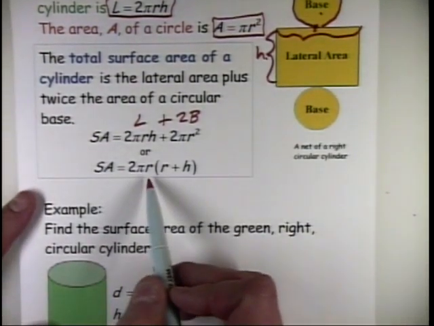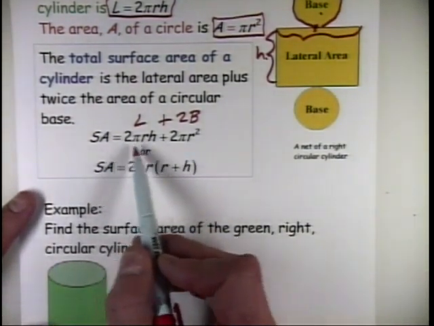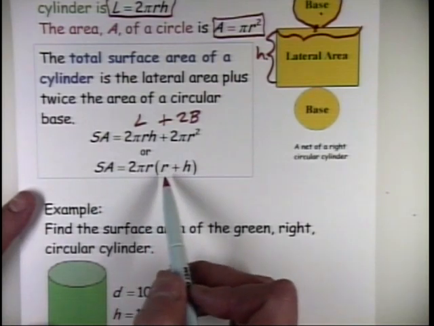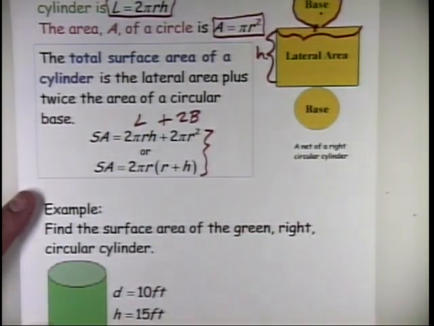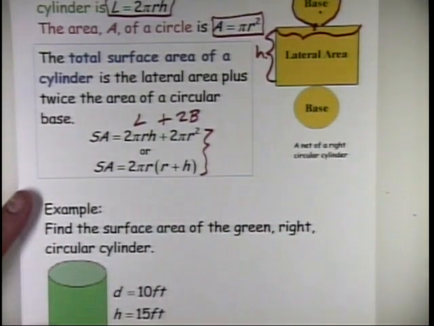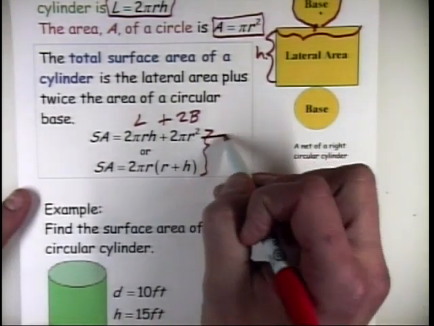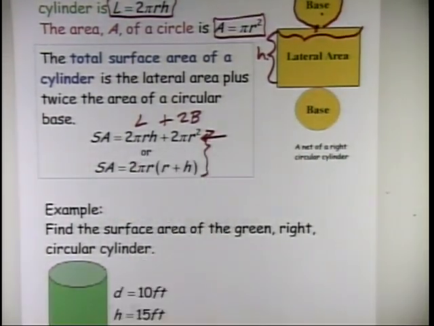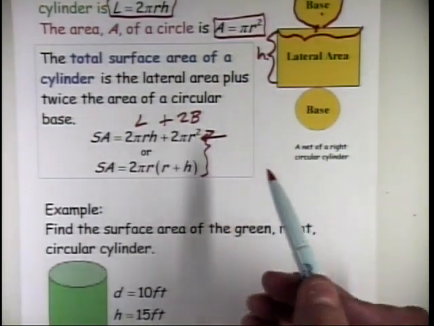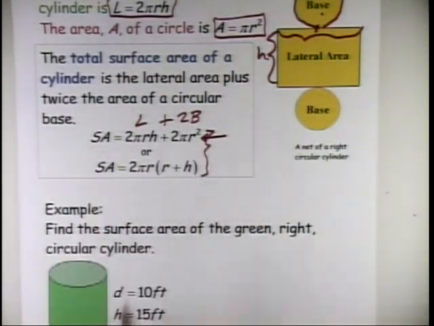Now, there's another version of the formula. We have a common factor of 2 pi r that we can pull out, and we get this other formula. They're both on the formula chart. Depending on the circumstances, one might be easier to use. I'm going to go ahead and use the first one because I'm going to do the lateral and the base area as 2 separate calculations, and then I'll just combine them together.